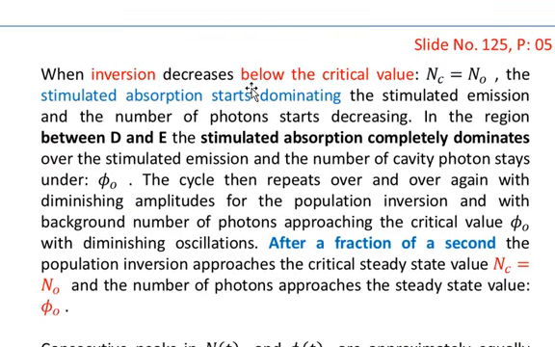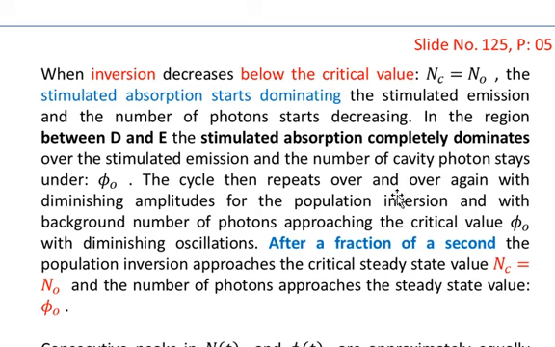When inversion decreases below the critical value, which has been labeled as N_C or N naught, the stimulated absorption starts dominating the stimulated emission, and the number of photons starts decreasing. This is what I have explained, and you can reconsider the figure to validate this statement. In the region between D and E, the stimulated absorption completely dominates over the stimulated emission, and the number of cavity photons stays under phi naught.